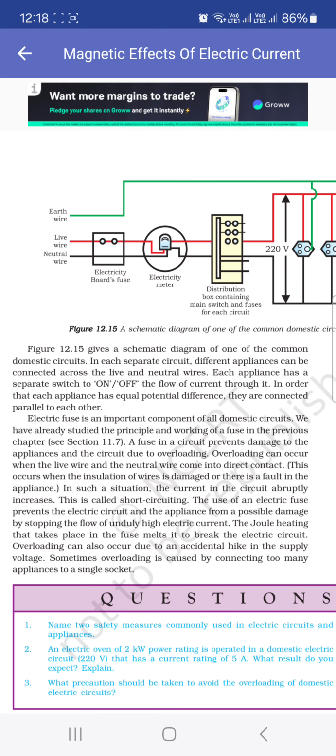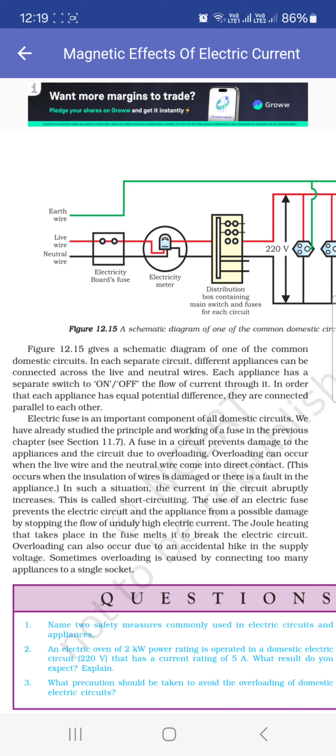One of the common domestic circuits is shown here in figure number 12.15. In each separate circuit, different appliances can be connected across the live and neutral wires. Each appliance has a separate switch to turn on or off the flow of current through it. In order that each appliance has equal potential difference, they are connected parallel to each other.